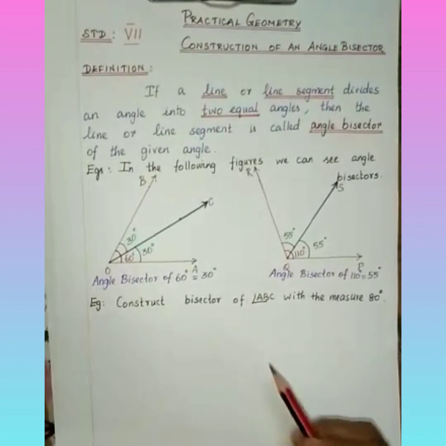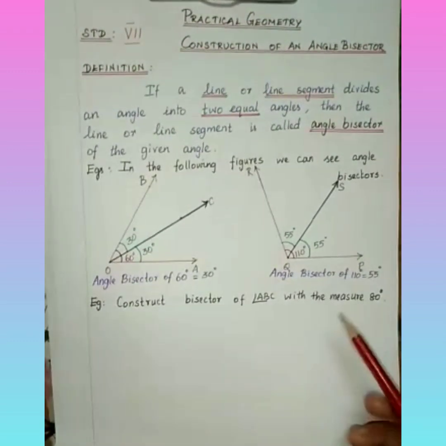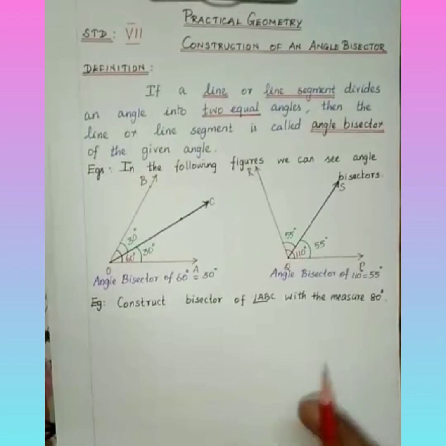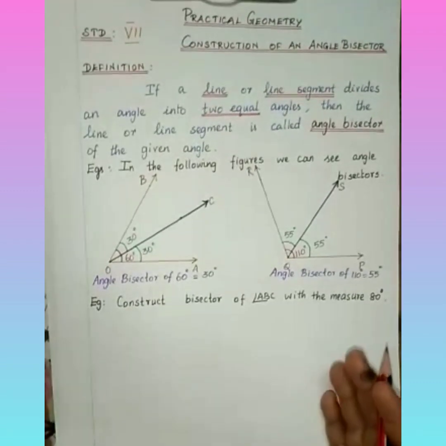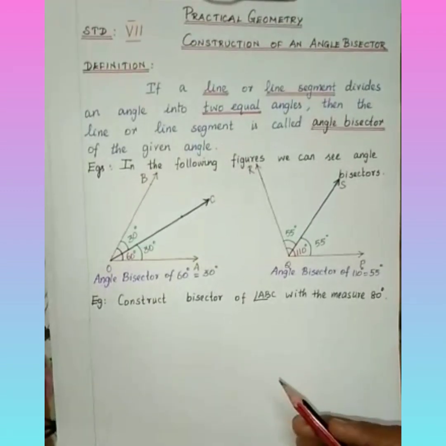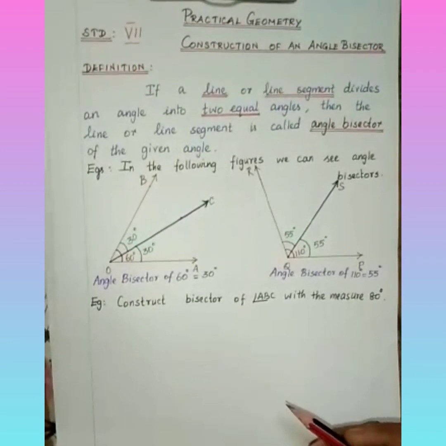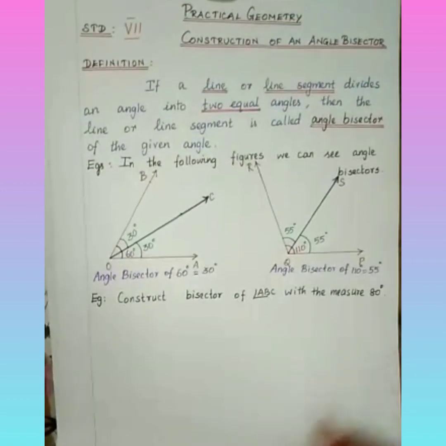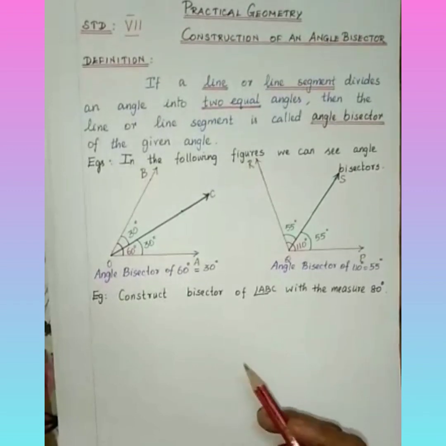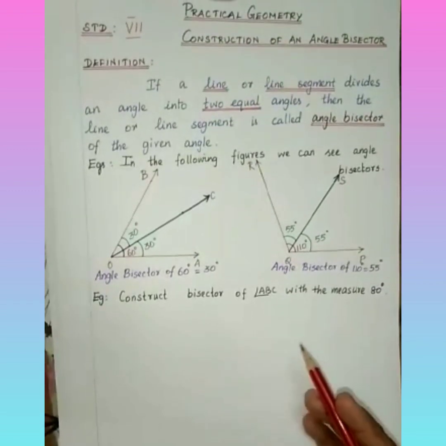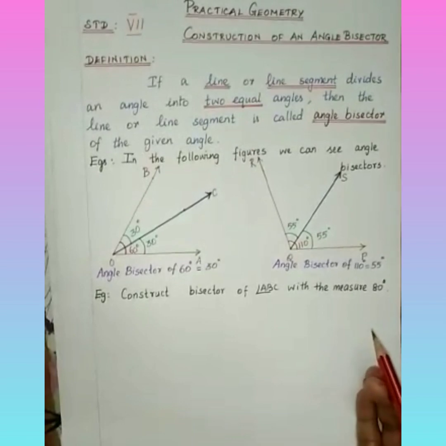In the previous class, you have learnt perpendicular bisector. Have you remembered that? What do you mean by bisector? Bisector means it divides a line into two equal parts. Now we are going to learn about angle bisector. Let us learn how to bisect an angle. Bisecting an angle means dividing the given angle into two exact equal parts.